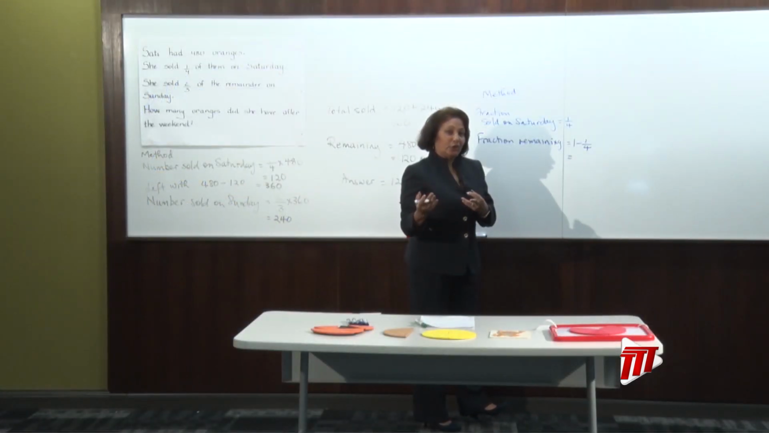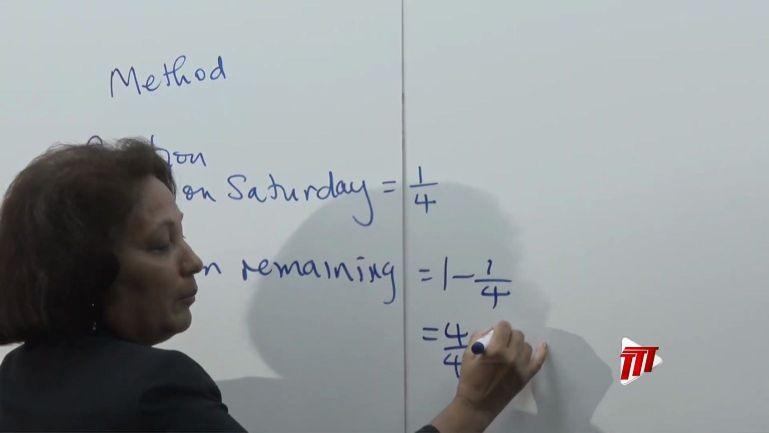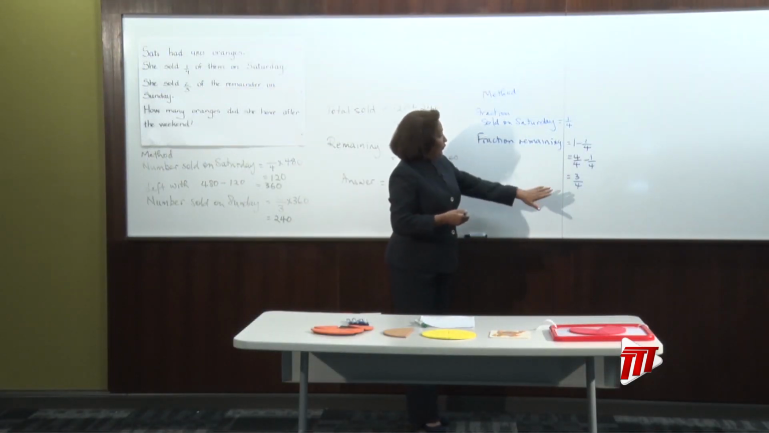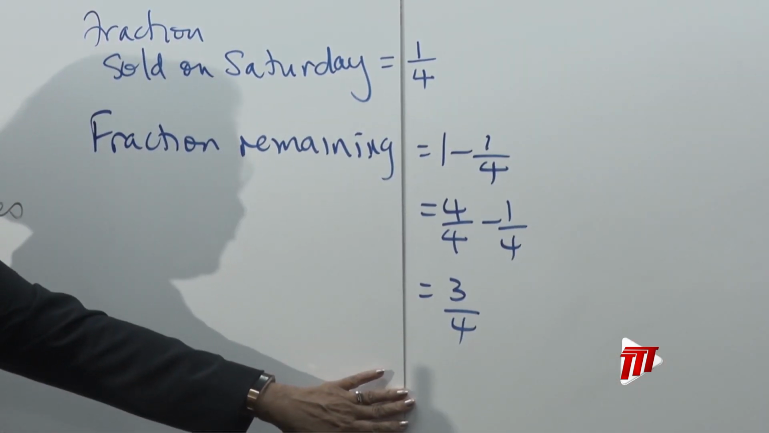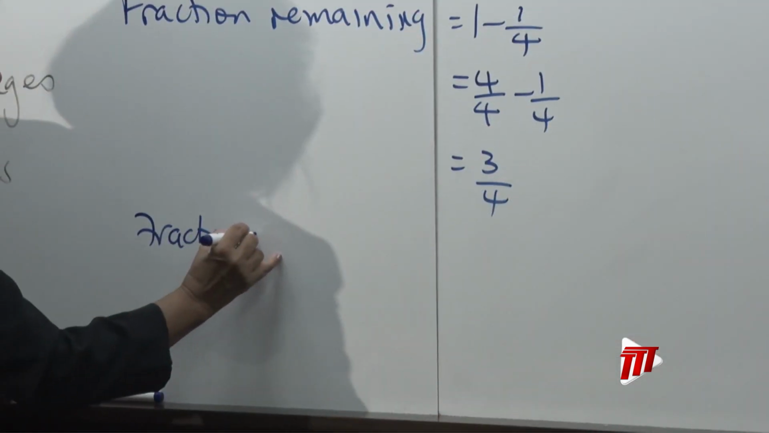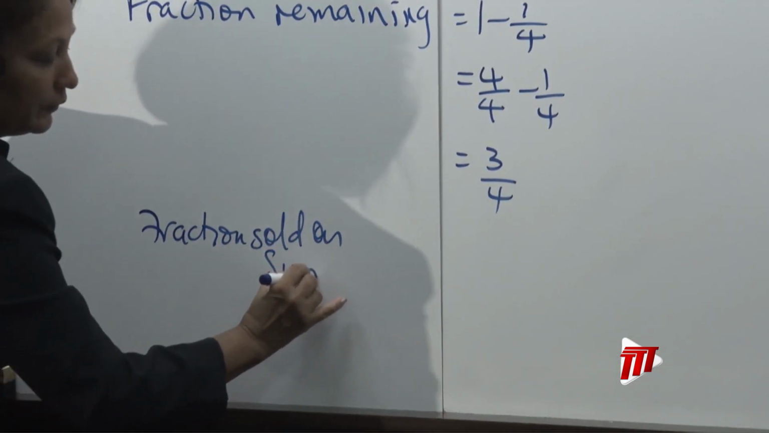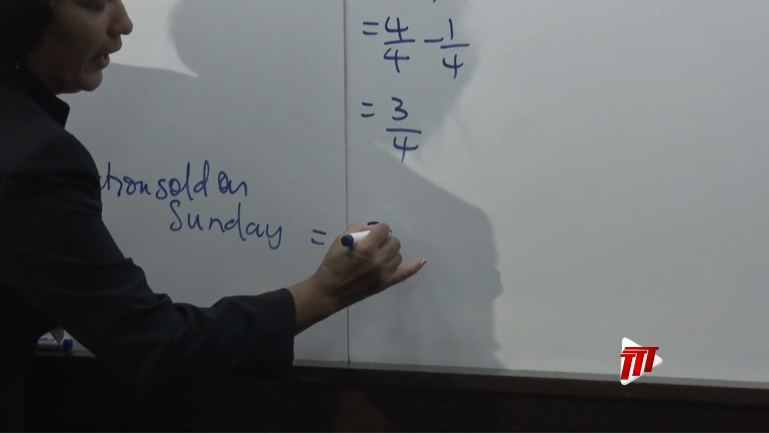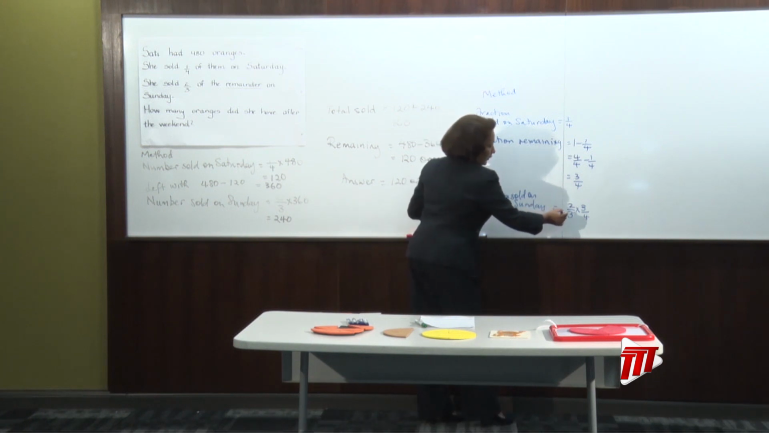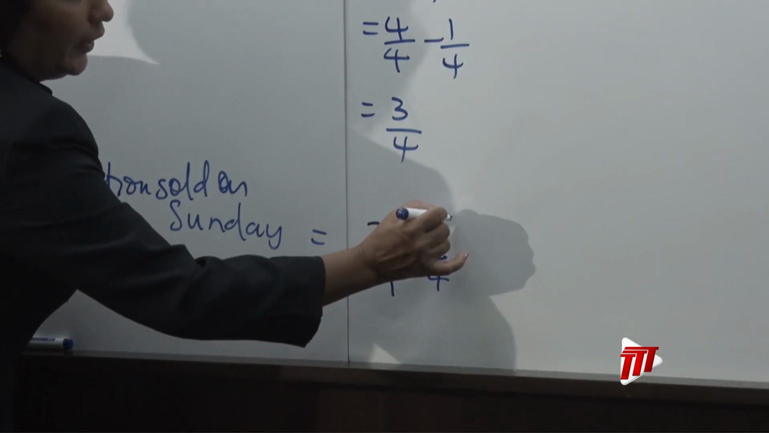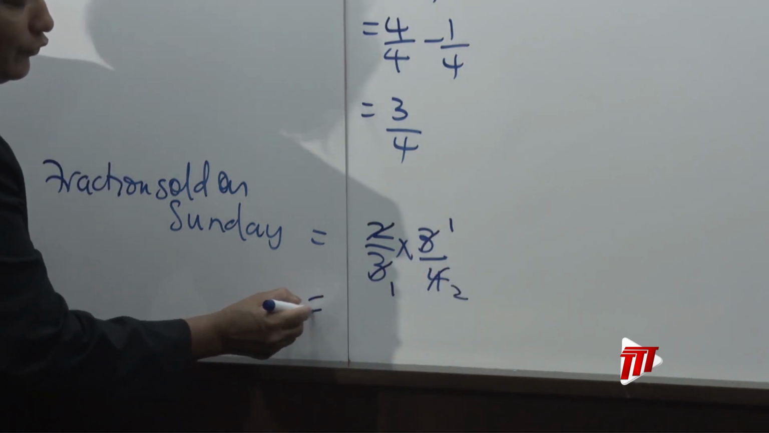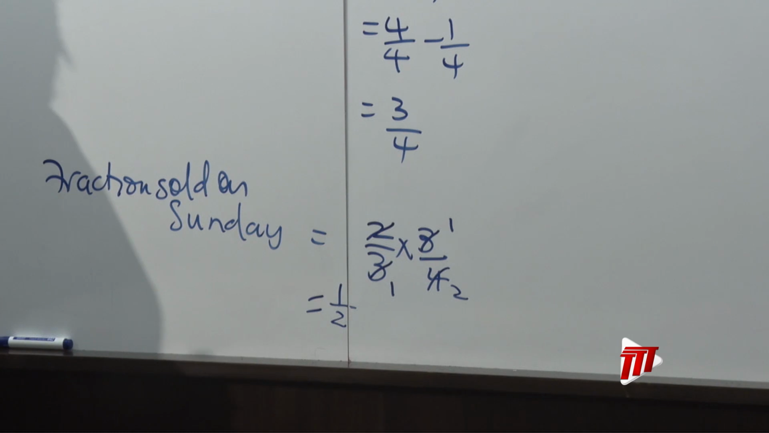We try to get the denominators to be the same. So we have 4 quarters minus 1 quarter will be 3 quarters. Now I know a lot of you know to do that mentally, all right? So there were 3 quarters of the oranges remaining for Sunday. On Sunday, the fraction that was sold was 2/3 of the remainder. The remainder we had was 3 quarters. We tried to reduce that. 3 into 3, we have 1. 2 into 4, we have 2. So we find that a half of the oranges were sold on Sunday.